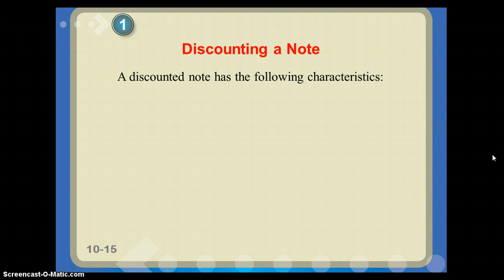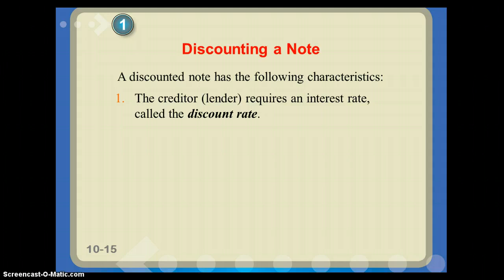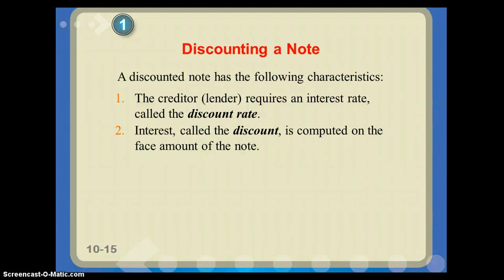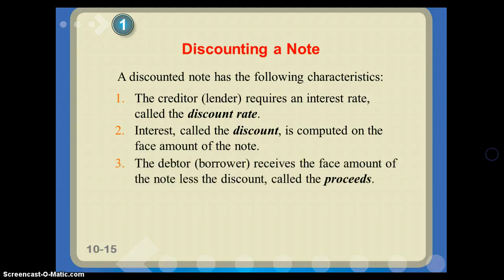Discounting a note. A discounted note, this is a new term, has the following characteristics. The creditor or the lender requires an interest rate called a discount rate. So instead of calling it an interest rate, it's a discount rate, interchangeable. Interest, called the discount, is computed on the face amount of the note, or the amount borrowed, the principal. The borrower or debtor receives the face amount of the note less the discount, which is called the proceeds.